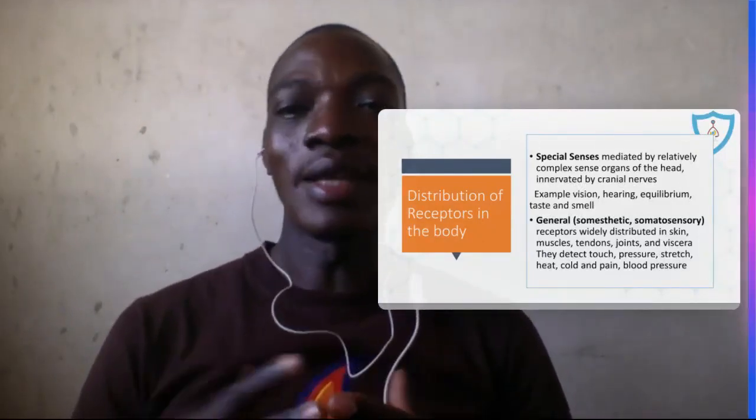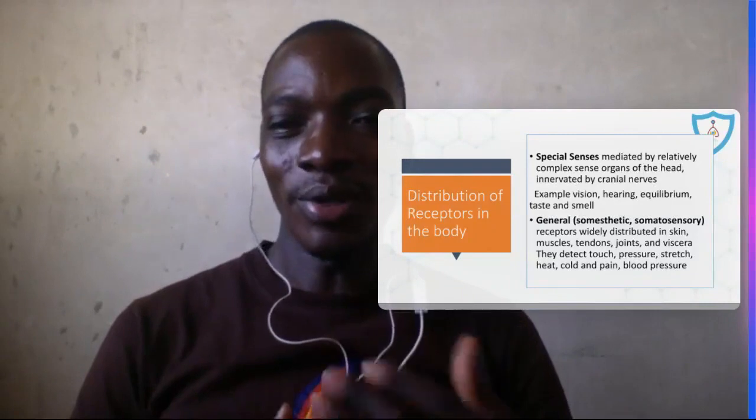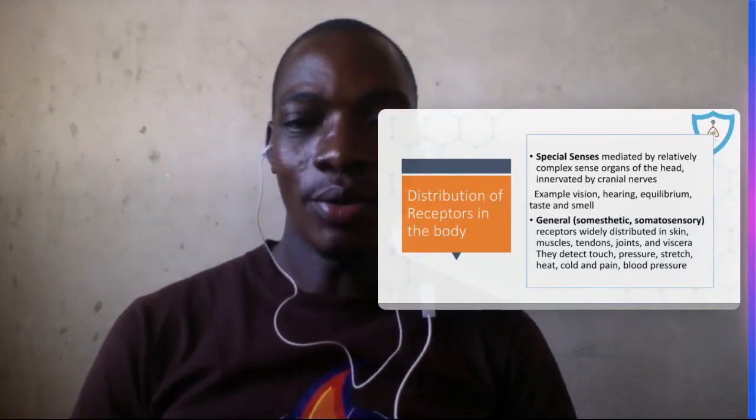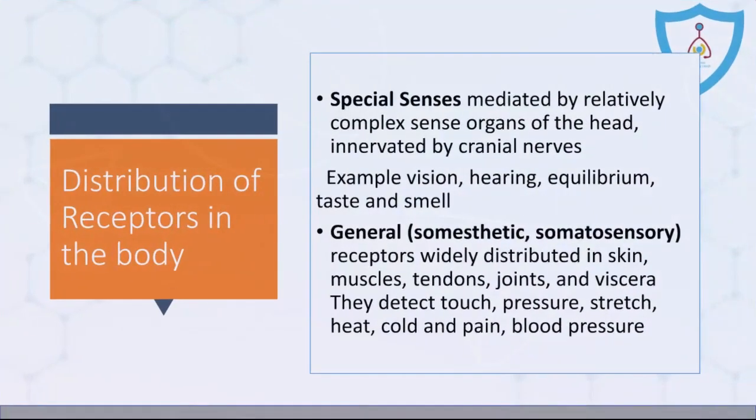So what do we mean by special senses? If they are special, it means there are others that are general. So I'm going to jump into it and describe what we mean by these two things. When we talk of special senses, we are talking about complex senses that are coordinated by special organs, and especially the organs are found in the head. And the innervation is through the cranial nerves.